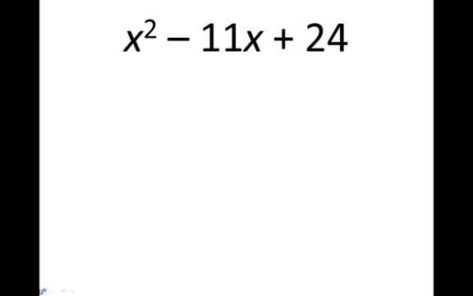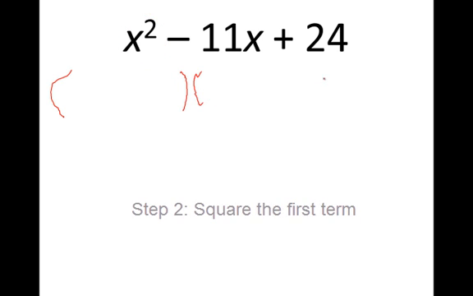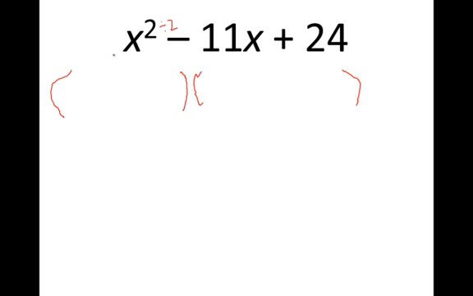The second step is to square root your first term. So I have to square root this guy right here. So I'm going to just write out my brackets. And I'm going to square root my first term, which is x squared. Remember, for anything with an exponent, all you have to do is just divide it by 2. So x squared divided by 2 is just going to leave me with x.